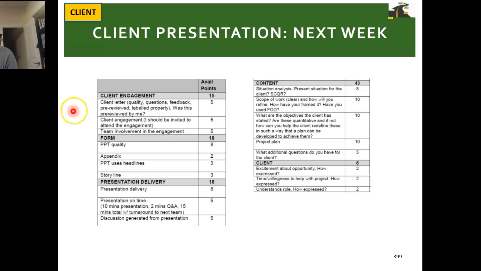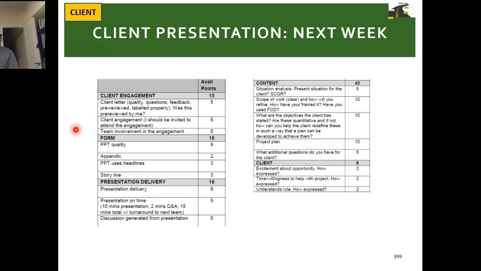For the client engagement, I'll be with you, and the reason is I want to observe how you engage the client. Did you have an agenda? Did you have questions? Did you focus on the priorities? And did the client define what success would look like? Also, I want to see how much the team was involved in the engagement.